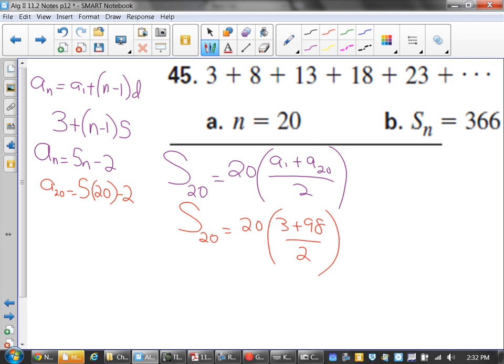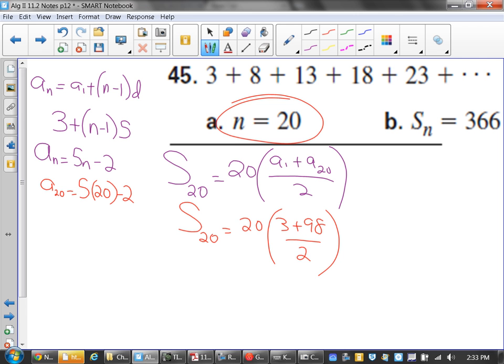How do I know that the n on the other side is also 20? Because you're trying to find the sum of 20 of them. This term here is the a sub n, the 20th term. I mean the n outside of the parentheses. It's the same n, because you're trying to find 20 of them.